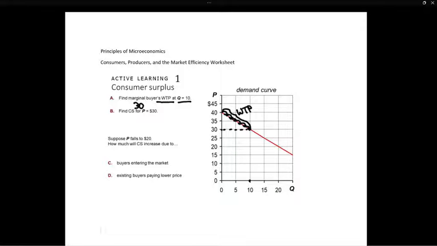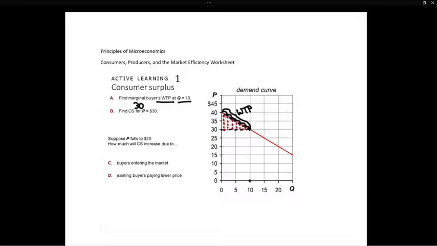And what is the consumer surplus? Again, it is the difference between the buyer's willingness to pay and the price they actually pay. In this case, it's $30. So these buyers will have higher consumer surplus, but the additional buyers whose willingness to pay is less than $40 but more than $30, they will all enter the market, and each of these buyers will have a consumer surplus.